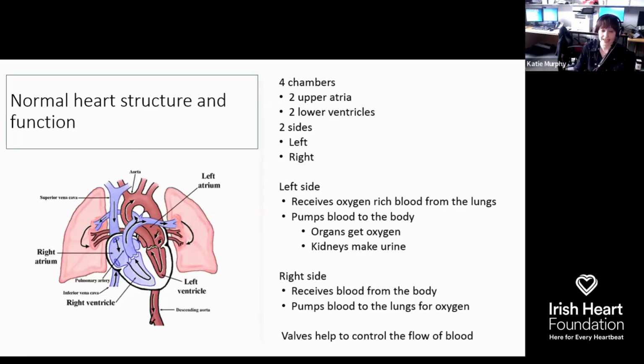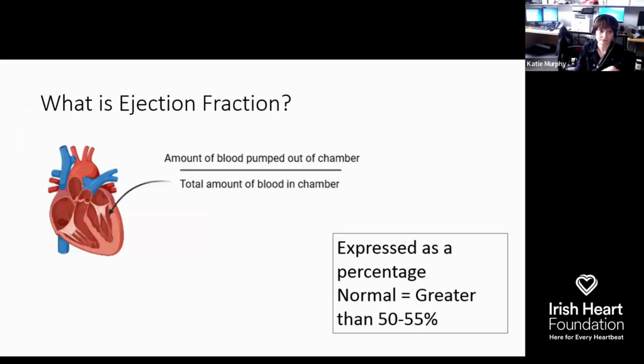On the right side, then, you collect the blood back from the body after it's extracted all the oxygen, and then you pump it back to the lungs to get re-oxygenated. And then you've got a number of valves in your heart as well. So four chambers, four major valves, and the valves help to make sure that the blood flows one way only and doesn't reflux back into the wrong place.